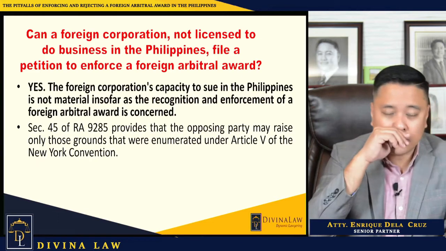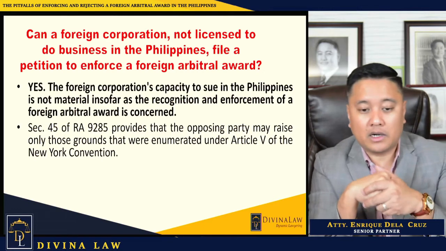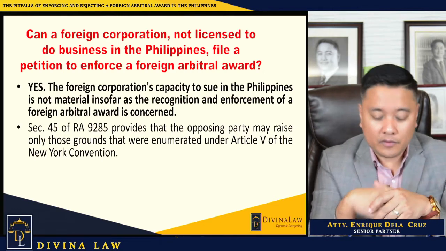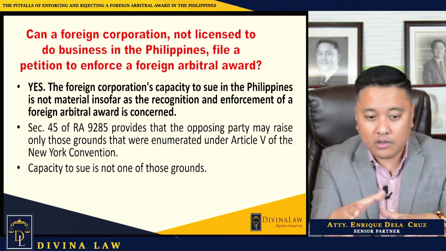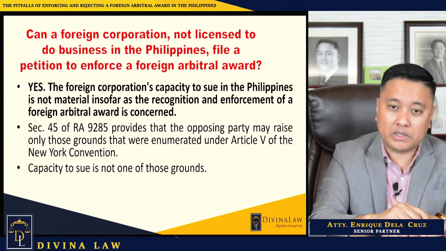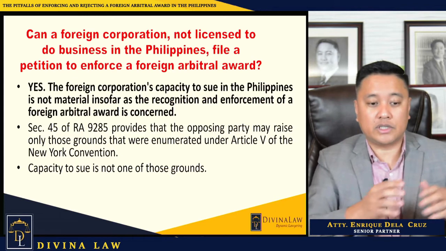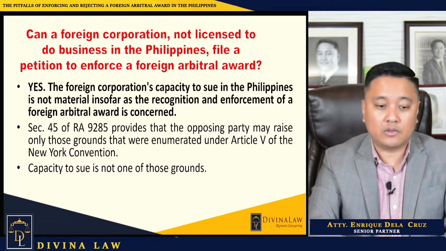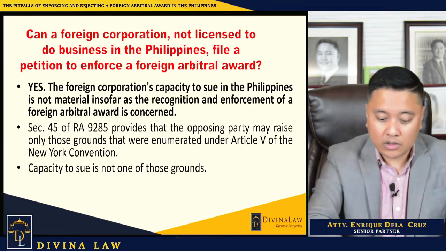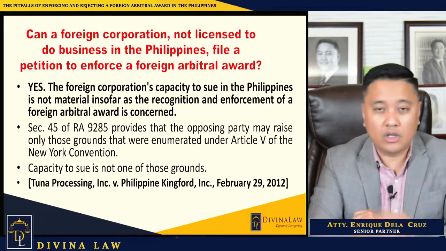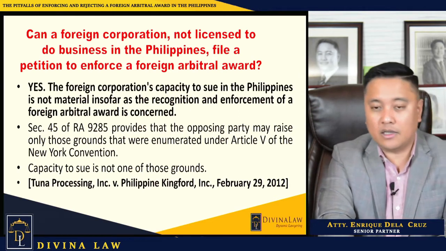The foreign corporation's capacity to sue in the Philippines is not material insofar as the recognition and enforcement of a foreign arbitral award is concerned. Because under the rules and under the law, you can only reject a foreign arbitral award based on the grounds recognized by Article 5 of the New York Convention or Section 45 of Republic Act 9285 or the ADR law. And lack of capacity to sue is not one of those grounds. So this was the ruling of the Supreme Court in the case of Tuna Processing Inc. versus Philippine Kingford Inc., a 2012 case.